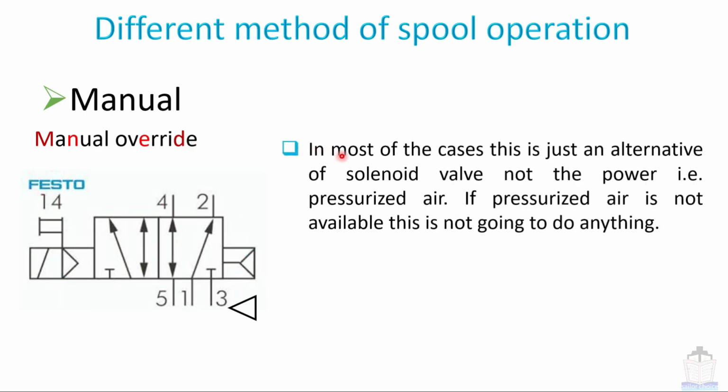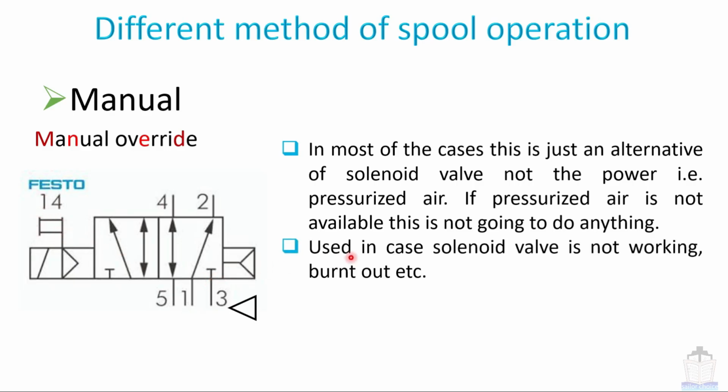First, in most cases this is just an alternative to the solenoid valve, not to the power, that is pressurized air. If pressurized air is not available, this is not going to do anything. That means this manual override is only an alternative to the solenoid valve. In order to shift the spool you need pneumatic pressure. In case you don't have pneumatic pressure, this is not going to work. Next, this is used in case the solenoid valve is not working, burnt out, etc. But for that you have to have pneumatic pressure.